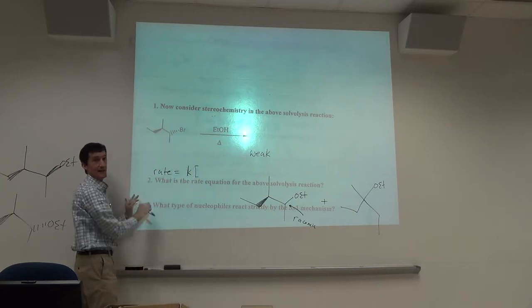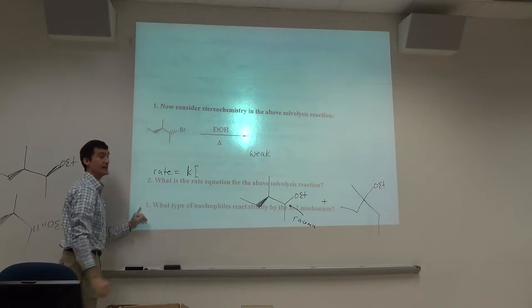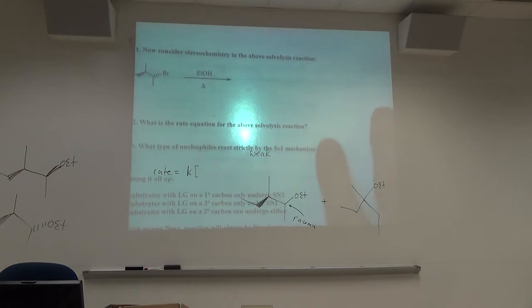So it's all up to this guy. And with a little heat, what does this guy do? It ionizes. You're not getting any help from the ethanol kicking that bromine off, not in a rate determining step. So you're not doing SN2.